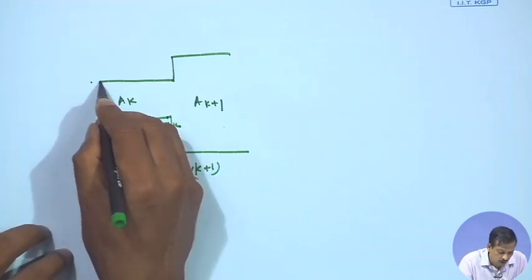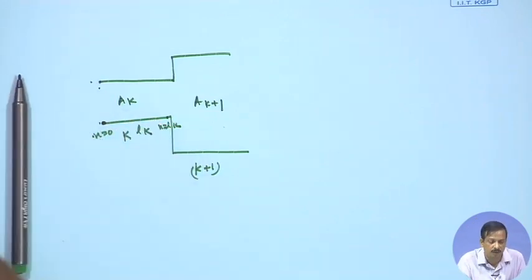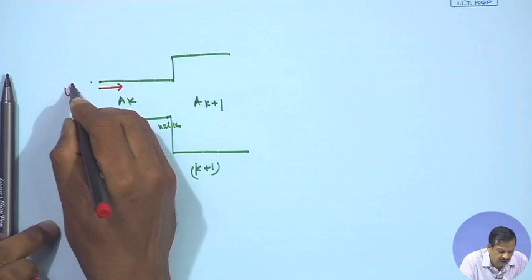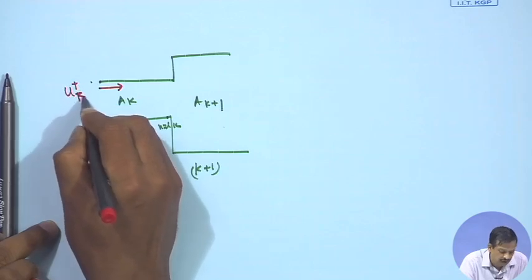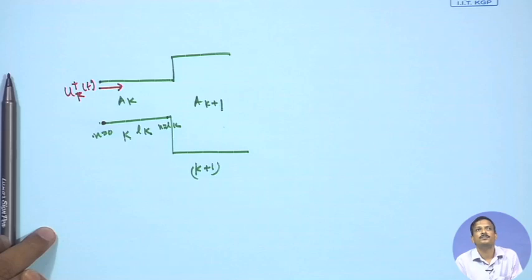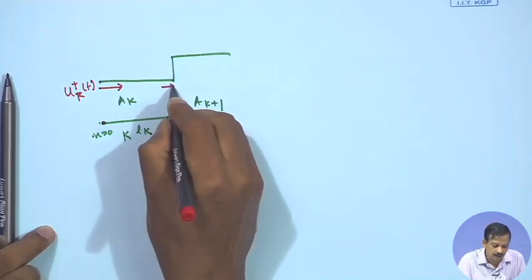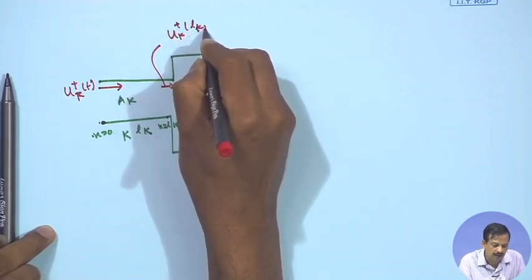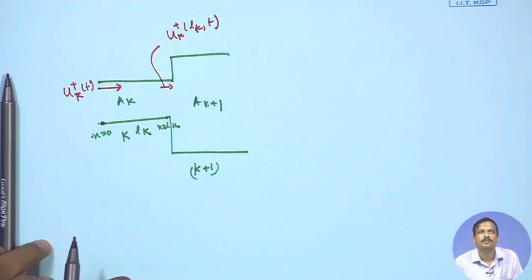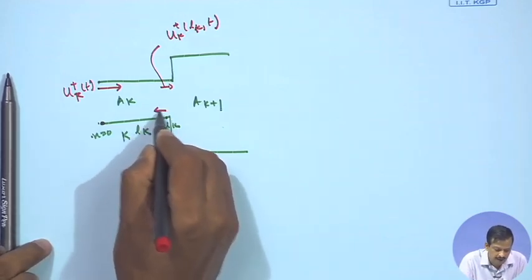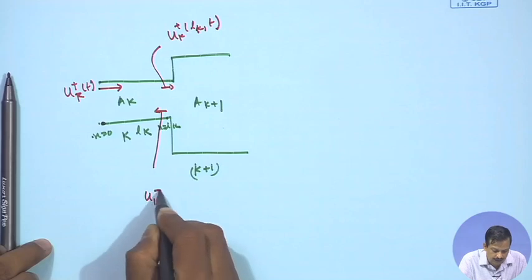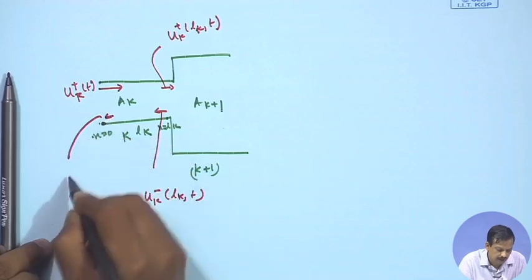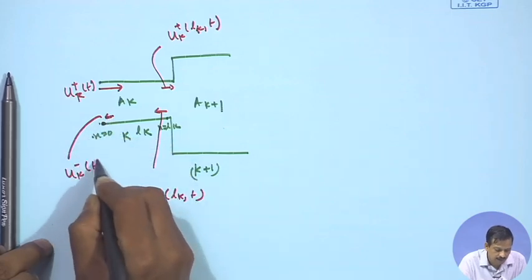Here, the volume velocity which will travel along the tube, the forward wave, is nothing but u_k^+(t), and here it is u_k^+(t + L_k). Backward wave in here is nothing but u_k^-(t - L_k), and here it is u_k^-(t).